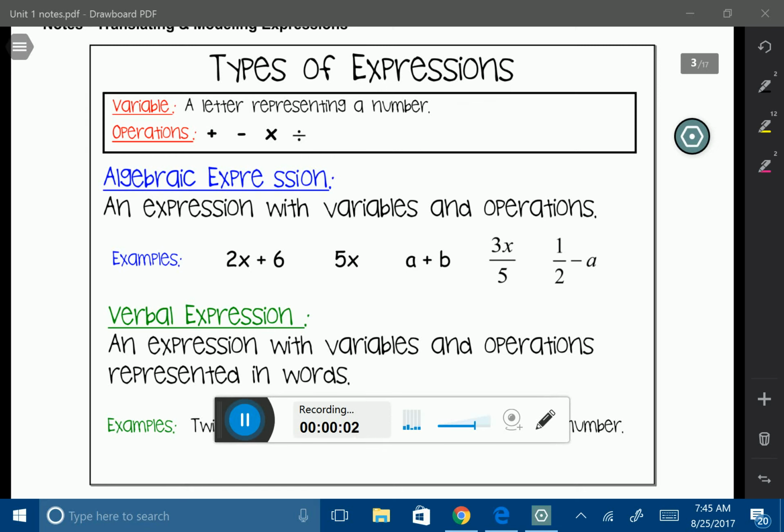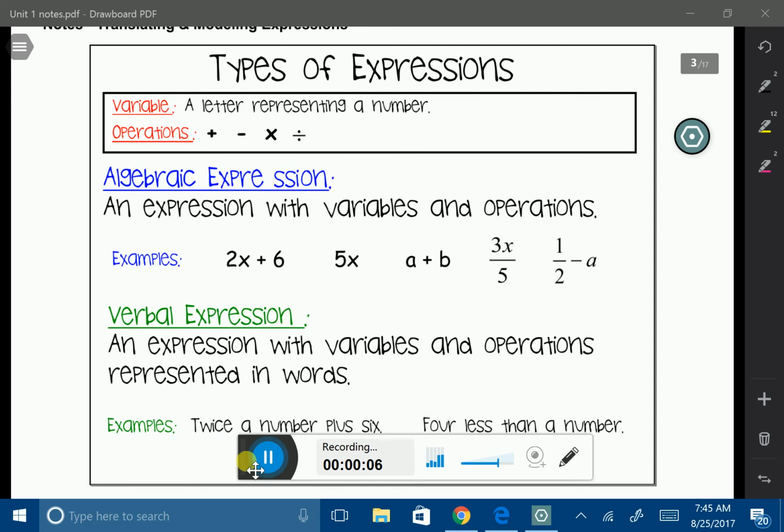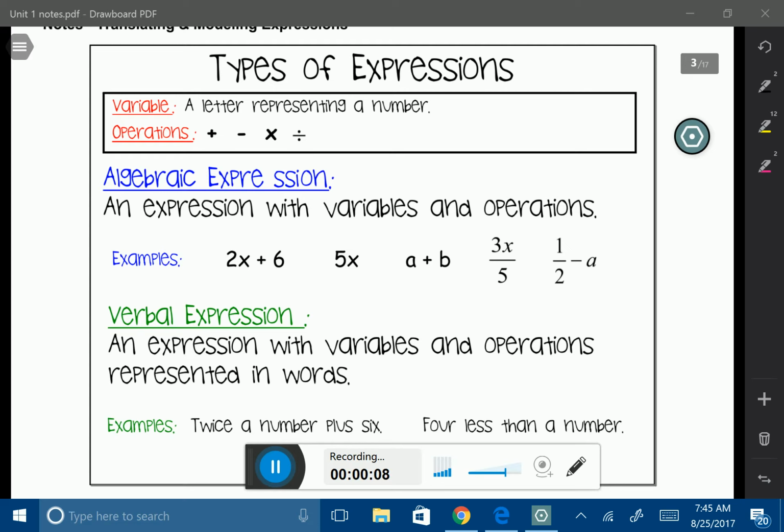This lesson is going to talk about the different types of expressions. There are two different types of expressions that we're going to talk about. One is the algebraic expression, and the other is the verbal expression. An algebraic expression is basically an expression with variables.